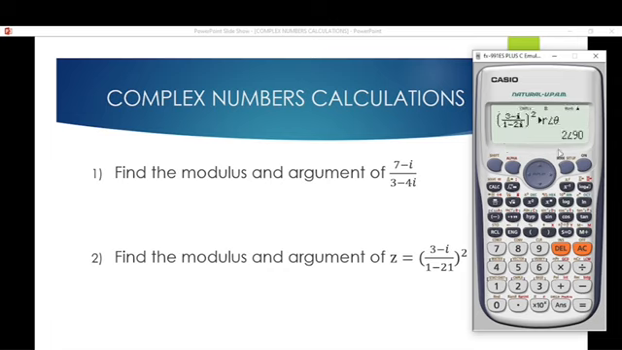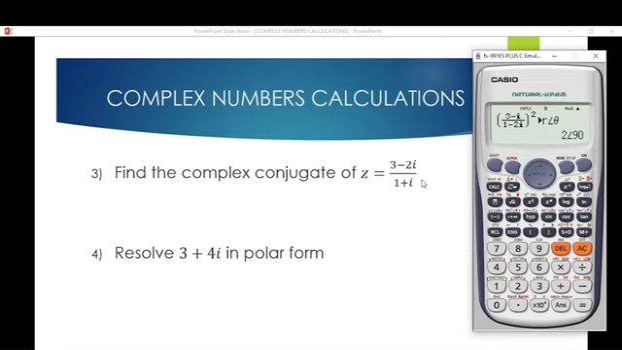So now an answer has popped up. So we have 2 angle 90 degrees. So the 2 is for what? The modulus. And the 90 degrees is for what? The arguments. So that is how we use the calculator for it. So let's move on to the third question.